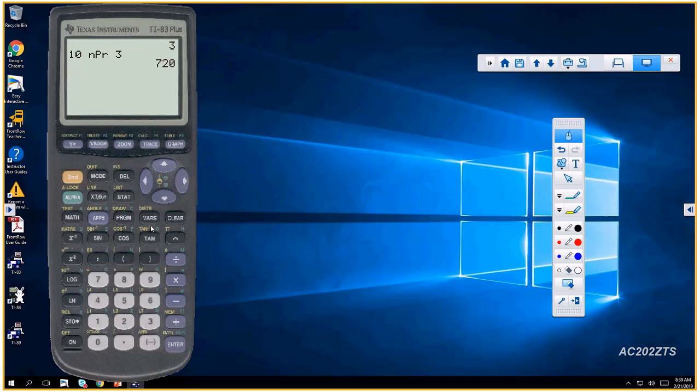Okay, so I'm going to do it one more time. All right, so 10, then math, probability, nPr, 3, and enter. Now, of course, if you want to pull that up again, how do you do that? Second, enter, and it pulls it up again so you can change it. Okay, so if I want to change it to 15, 5, say I do one on the test, I just change it.